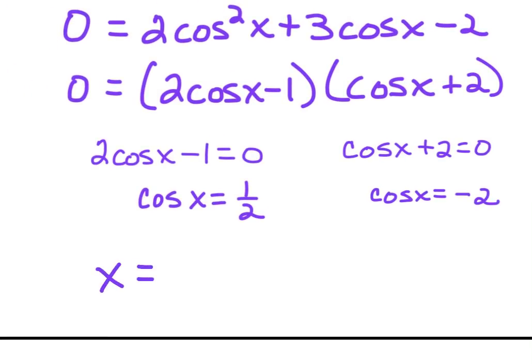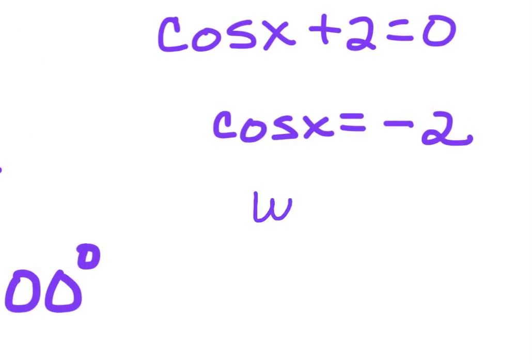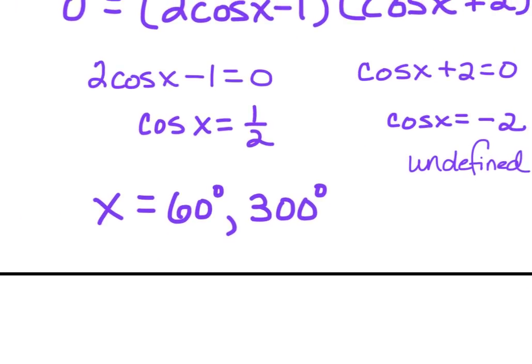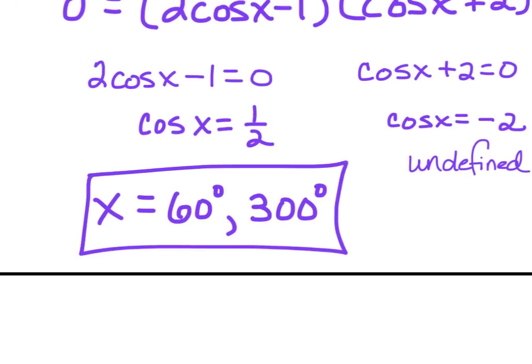Cosine of x in the first quadrant, where it equals 1/2, would be 60. Cosine is also positive in the fourth quadrant, so that's 300. Cosine of x equals negative 2 is undefined. And so your answer is just x equals 60 and x equals 300.